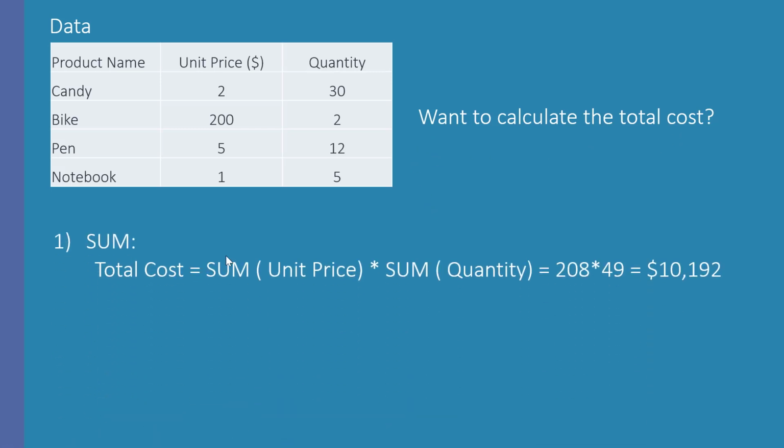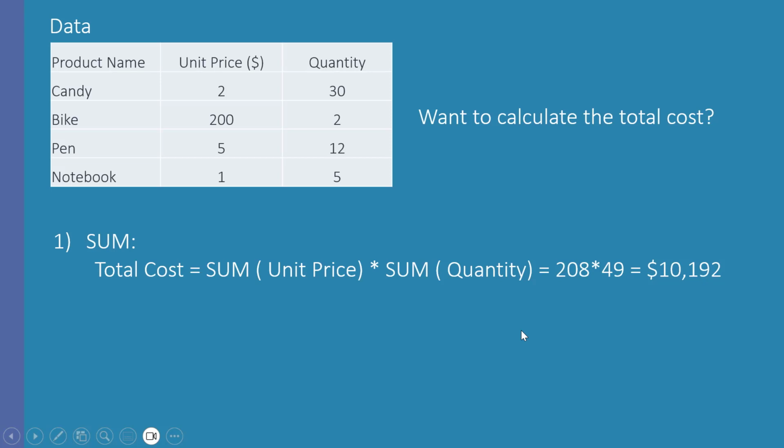The first function we think about is SUM. For SUM, the input parameter will be a column name. So in order to calculate the total cost, we might do it this way. The column name is unit price, we do a sum. And then quantity, we do a sum. Then we multiply them together, we will get 208 multiplied by 49. This is the total cost.